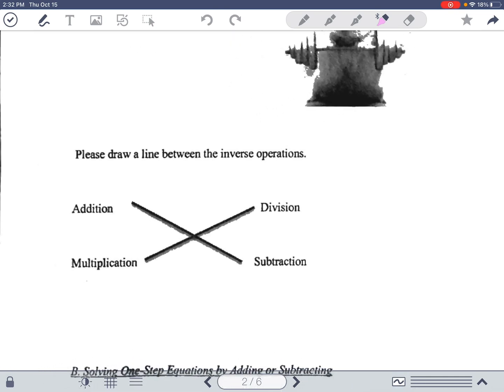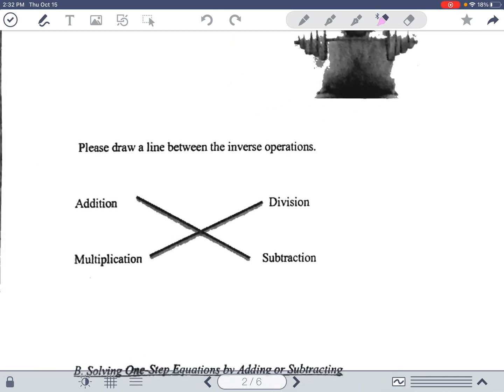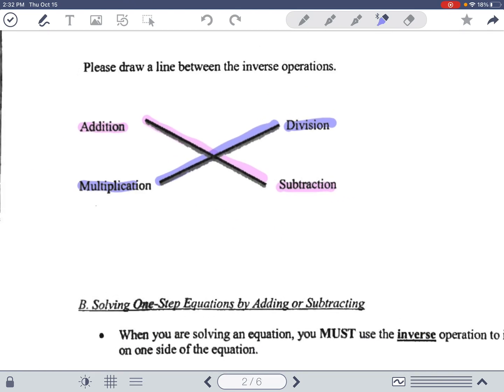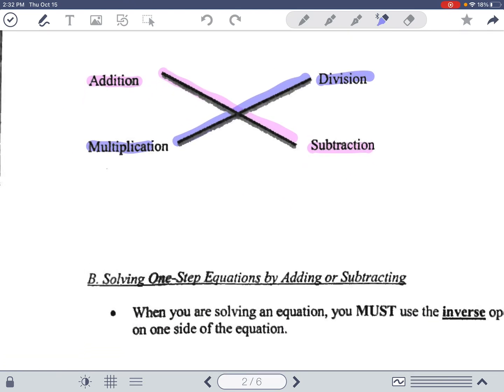Draw a line between inverse operations. The inverse of addition is subtraction. The inverse of multiplication is division. Or sometimes we say opposite, but we're going to use inverse operations. So you have to know the inverses.